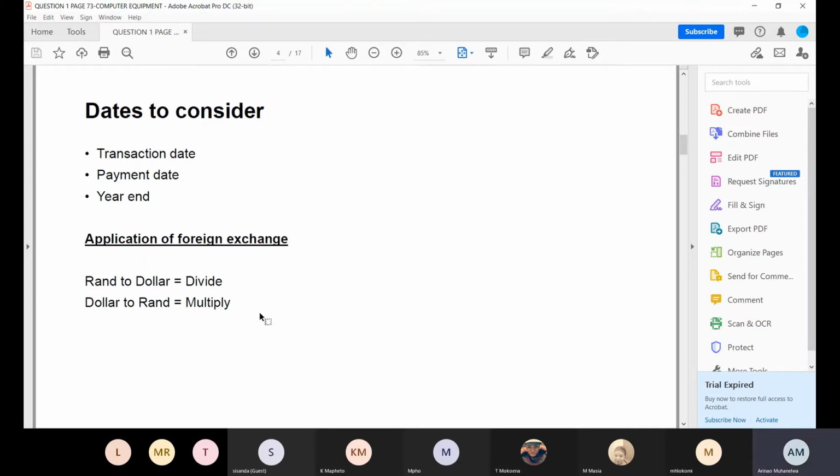I hope this is clear. So don't get confused here. The most important thing when you receive a question, we'll see it when we go to the questions. Question 1, I think, is dealing with the first part, and question 2 is dealing with the second part. Rand to dollar, when you convert, you divide. Dollar to rand, you multiply.